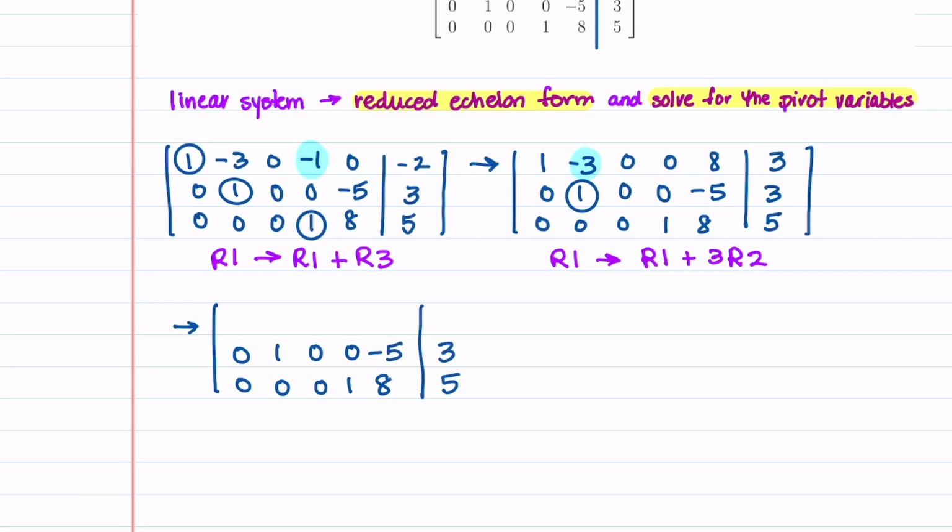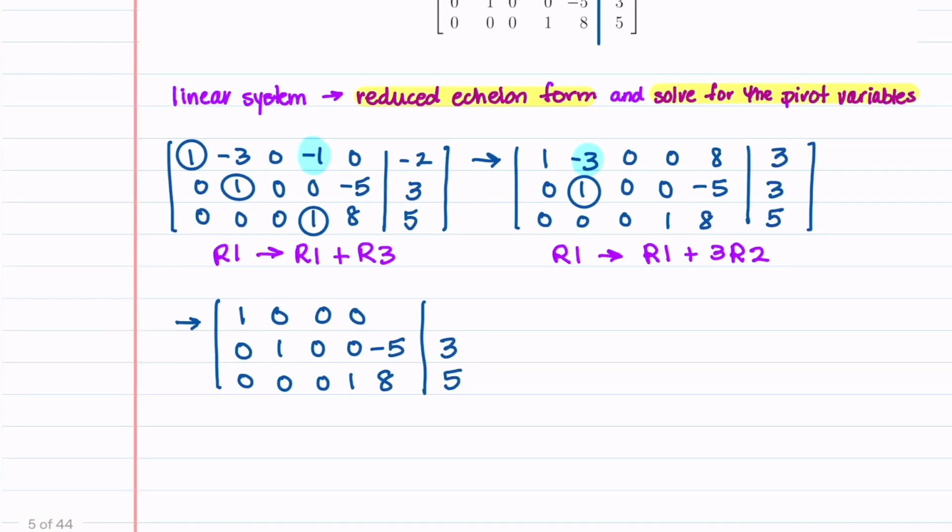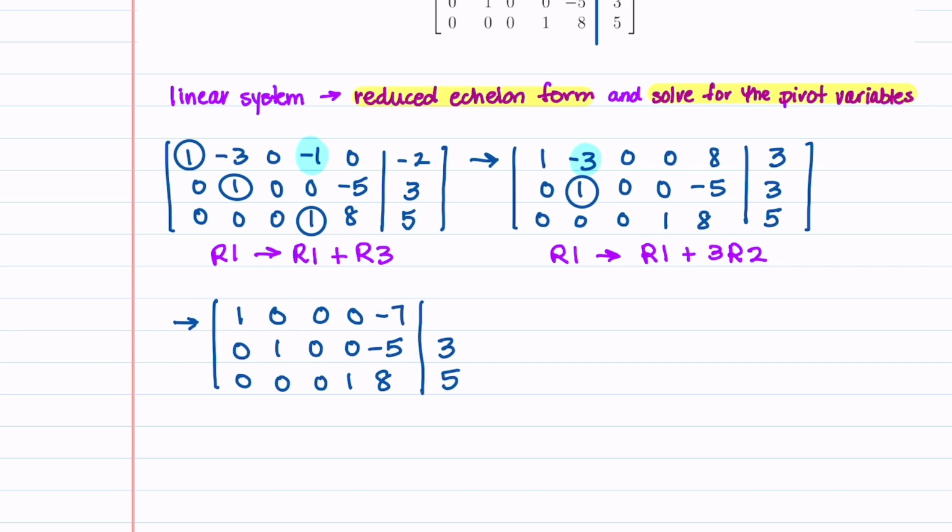And then lastly, we're going to change our top row. We're going to multiply row 2 by 3 and add it to our top row. So we get a 1, 0, 0, 0. We have a minus 15 plus 8 gives us a minus 7. And then a 3 times 3 is 9 plus 3 gives us a 12.